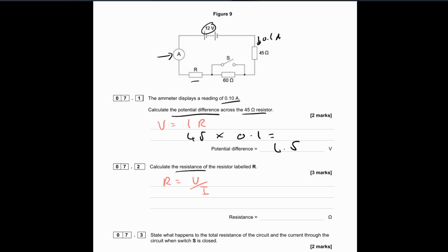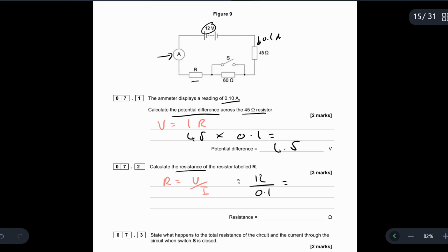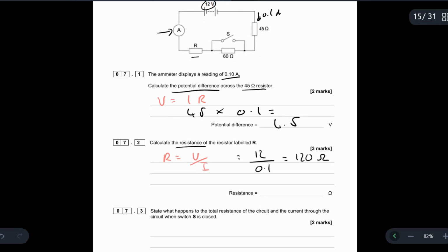But what we can do is work out the total resistance of the whole circuit. We know that the total voltage and the total current of the circuit is 12 volts and 0.1 amps. So the total resistance of the circuit is going to be given to us by just plugging those in. So 12 over 0.1 gives us a total resistance of 120 ohms. That means that the total resistance of the circuit is 120 ohms, and we know within a series circuit, the way that you get your total resistance is you add up the individual resistances.